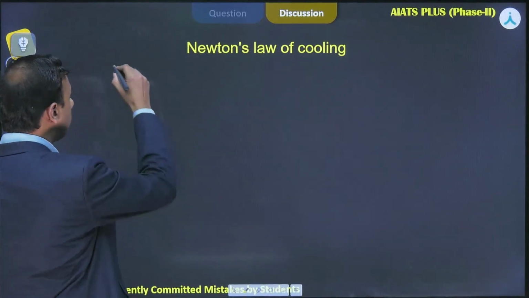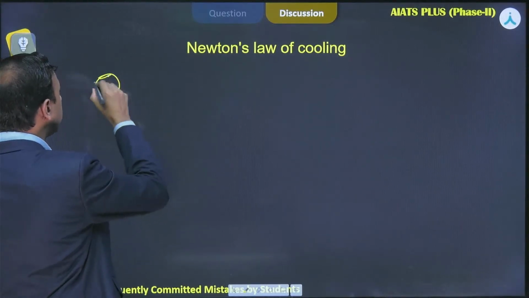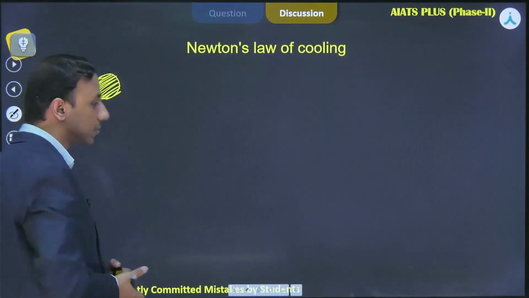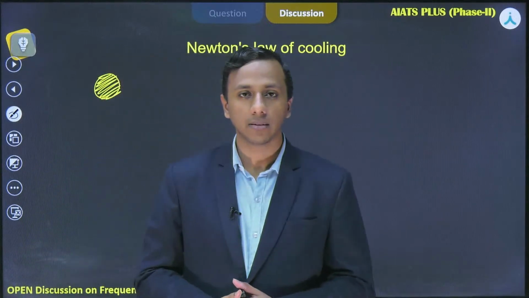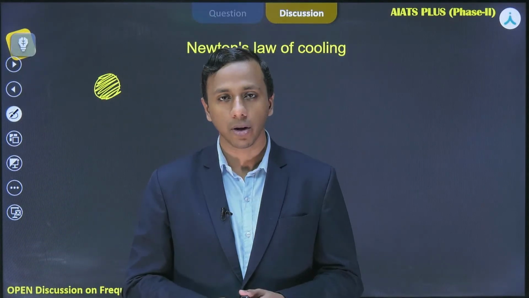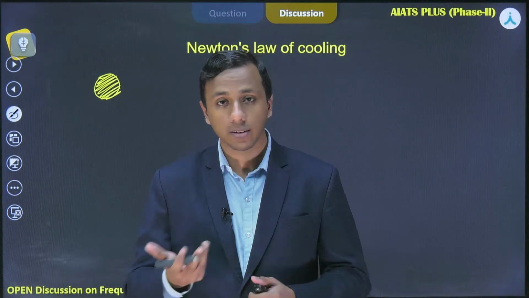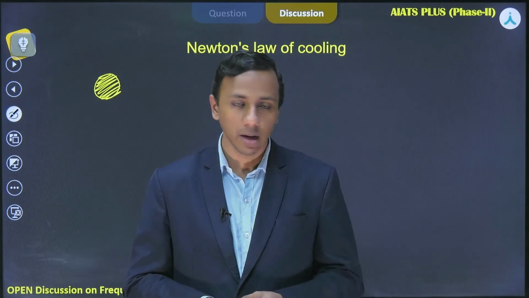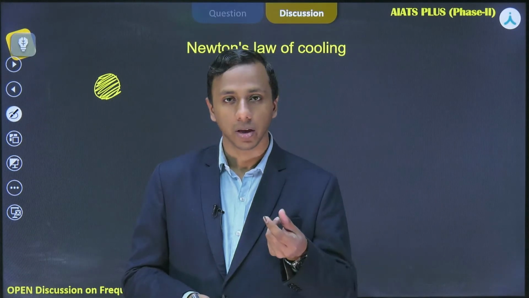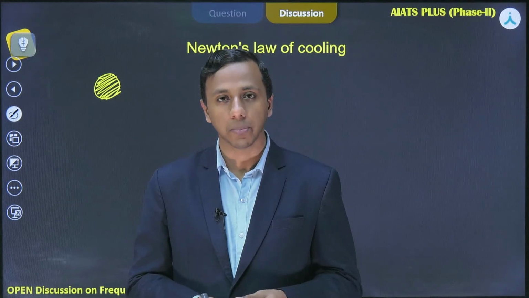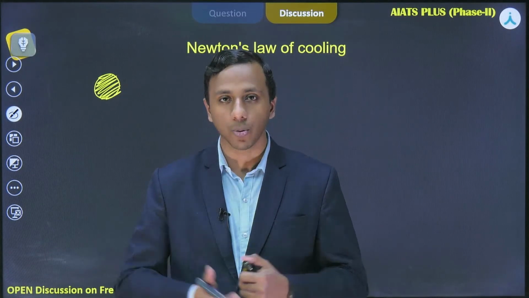So let's say you have a body, right, a body which has a temperature, let's say, more than the temperature of surroundings. All right. So what happens to that body? It will start cooling, isn't it? So let's say, for example, you have a hot cup of tea, right? You have kept it on your table. So what happens to that tea? It will start cooling, right?